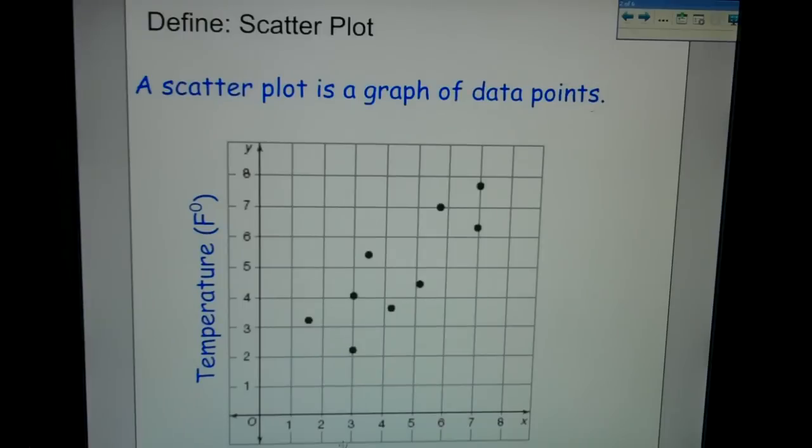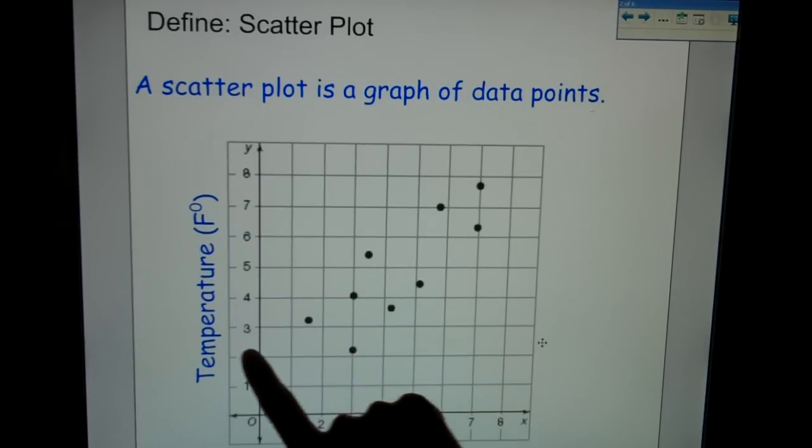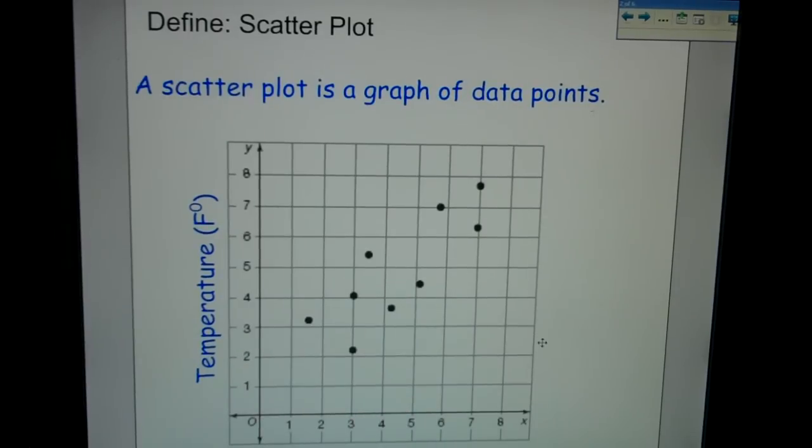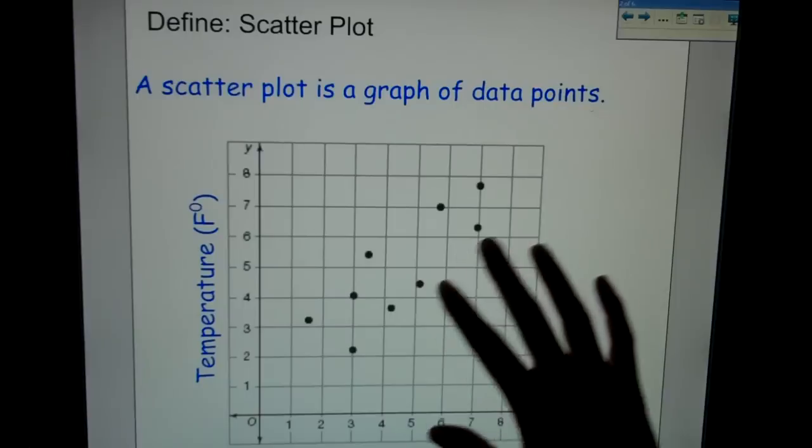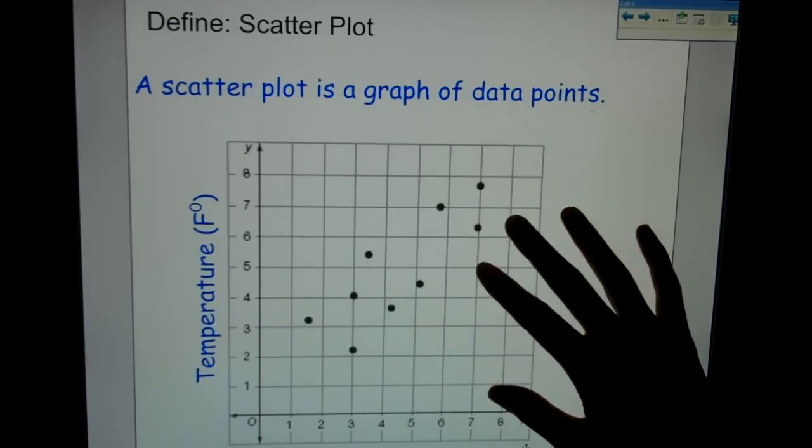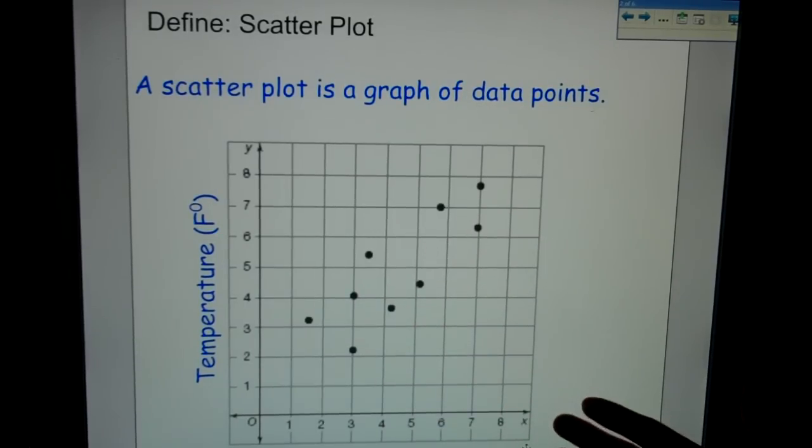Because here, if you notice, we have chirps per second, so this is about a bird, and then the temperature. So this graph is showing 3 chirps per second if the temperature is just over 2 degrees. Okay? So that's the relationship that we have going on here. This is not a straight line. It's a correlation, but it's not a straight line. This is a scatter plot. Okay? So go ahead and get that into your definitions.